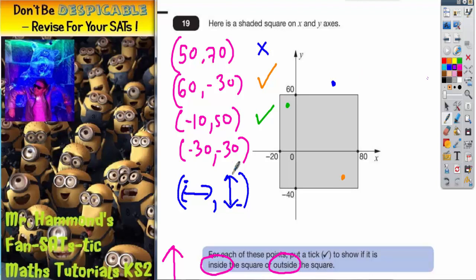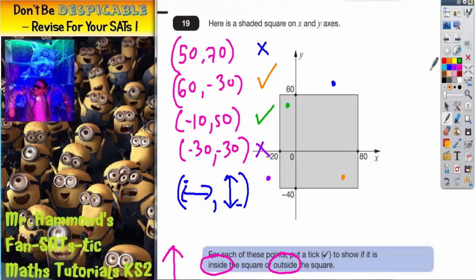And the final one, minus 30 across, minus 30 down. So minus 30 across is going to take us further to the left than minus 20. So we've already gone outside the square, and minus 30 down wouldn't quite be as far as minus 40. So the last one is probably going to take us to about there. So that one's going to be outside the square. So the first and last ones are outside the square. The middle two are inside the square.